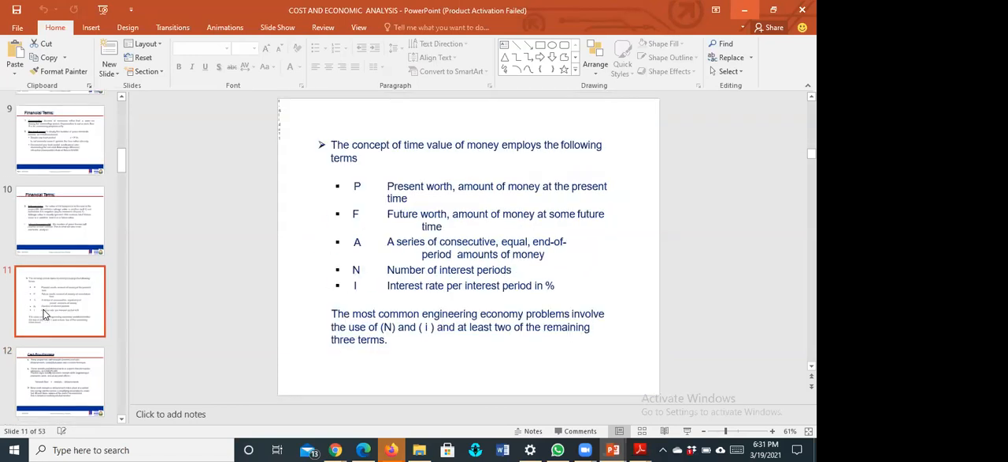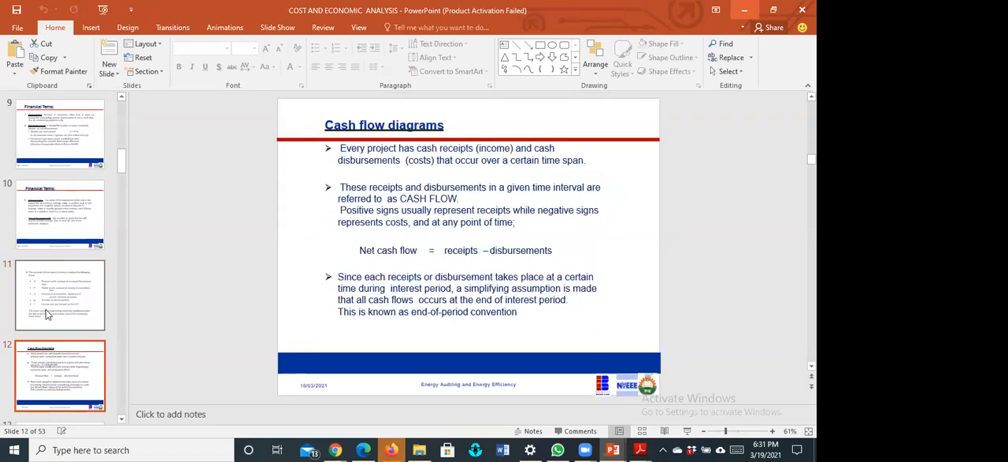I'm trying to look for where we explained it that way. But look at it. We say every project has cash receipts, income, and cash disbursements. So what are the disbursements, what are the receipts? That is where your interest is. So all the cash must fall into either of these two categories. If they don't fall into any category, then find a way to customize them into one of these categories.